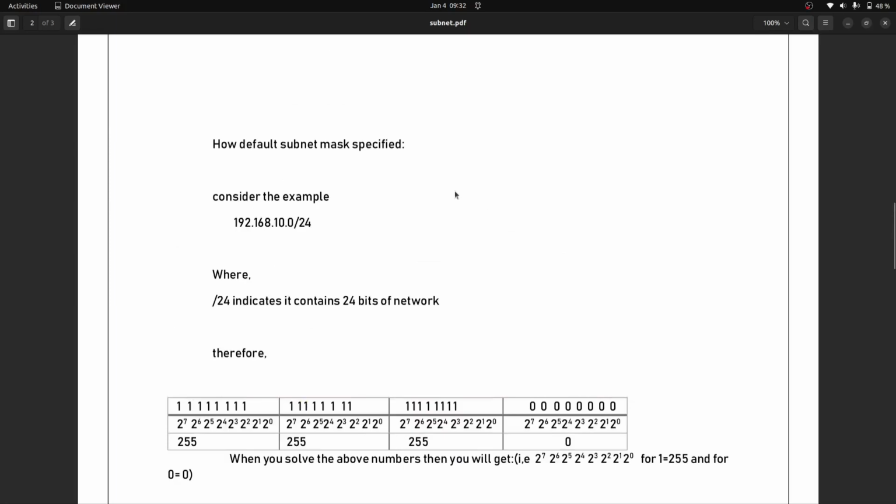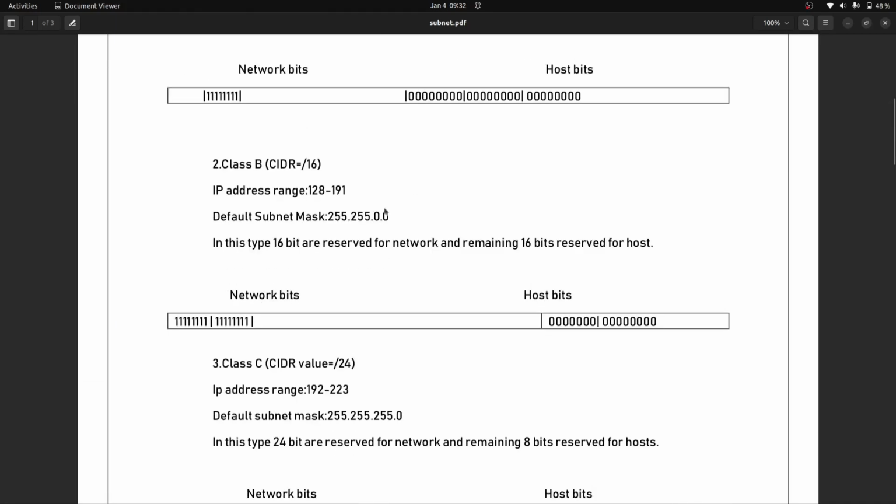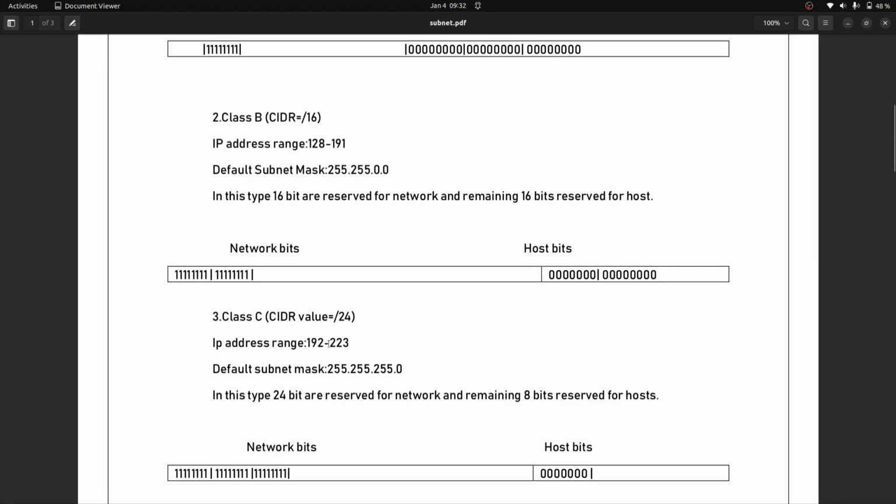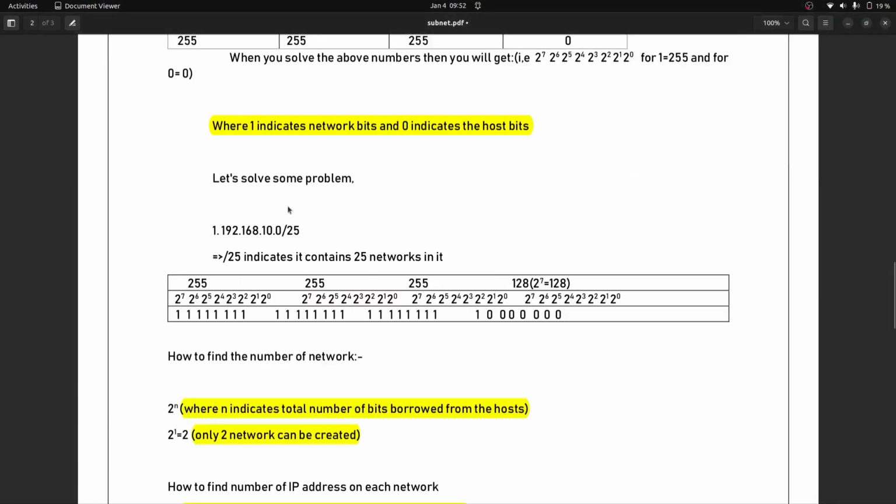So the default subnet mask is 255.255.255.0, and class C has the subnet mask 255.255.255.0. Let's solve one problem.